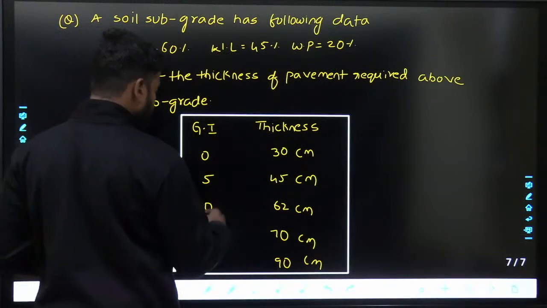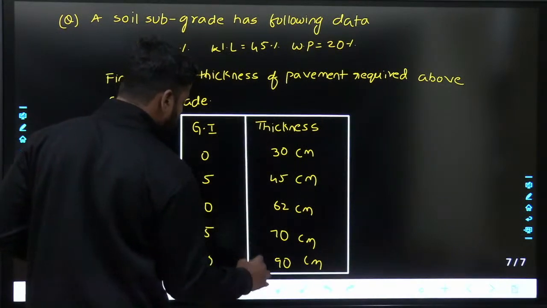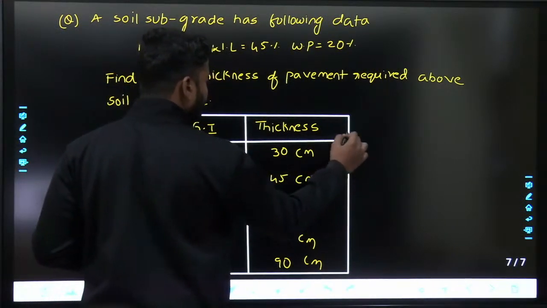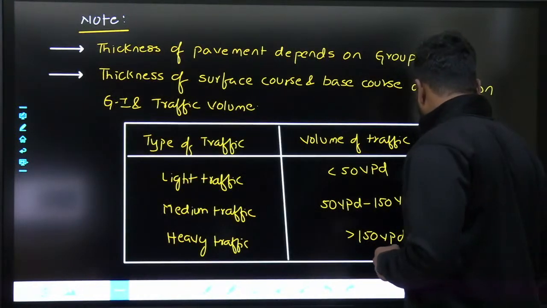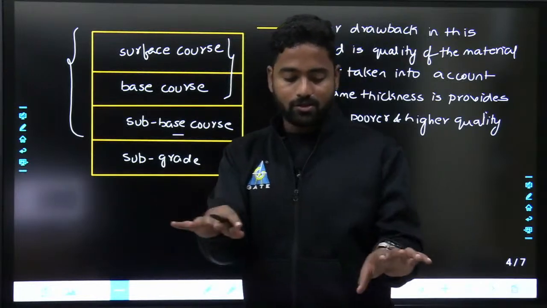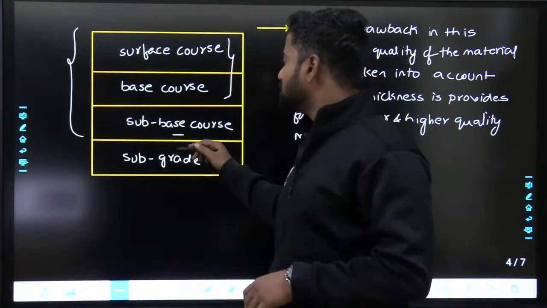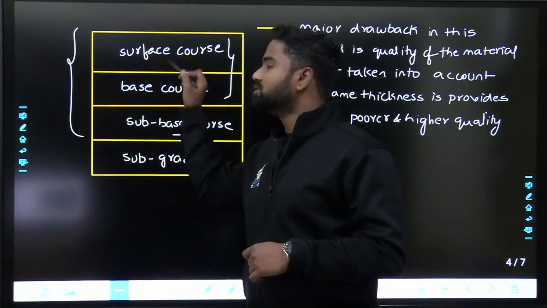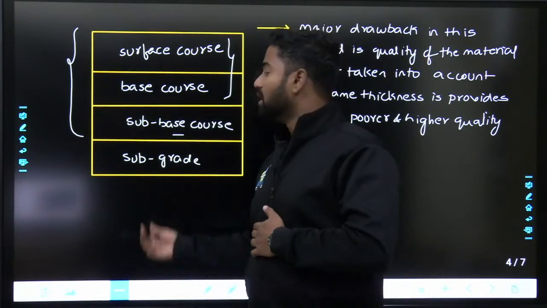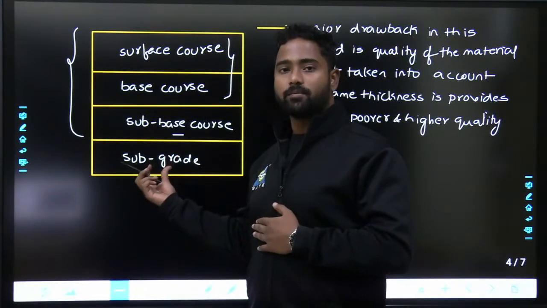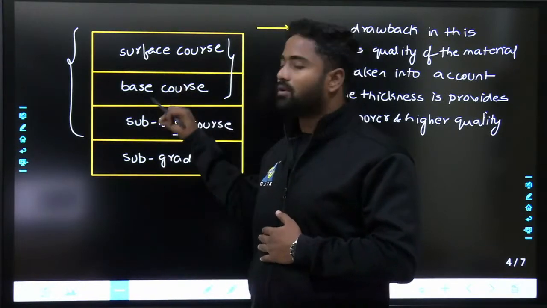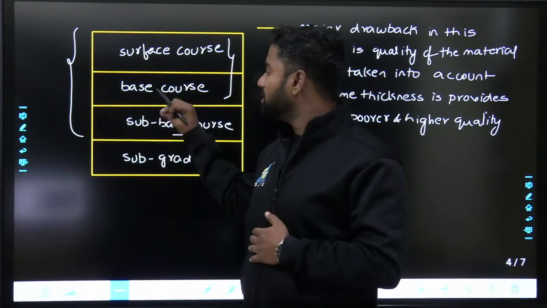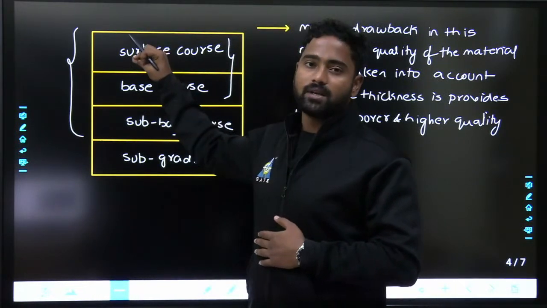Whenever I say thickness of the pavement, Rajiv, we don't consider soil subgrade. Subgrade, as I have already told you, is like normal soil. On the soil you provide the thickness. Thickness will consist of sub-base course, base course, surface course. That is the meaning of it. We are calculating the group index of subgrade, and based on group index of subgrade we will provide the thickness of all these things. So thickness of pavement indicates sub-base, base and surface course.